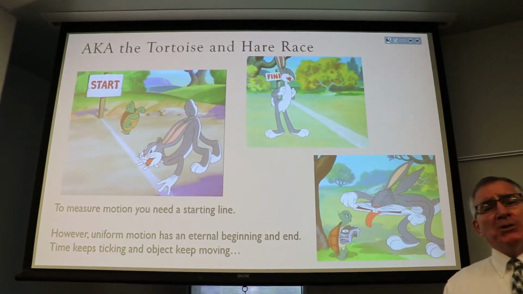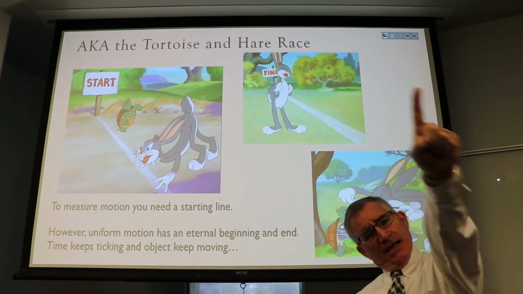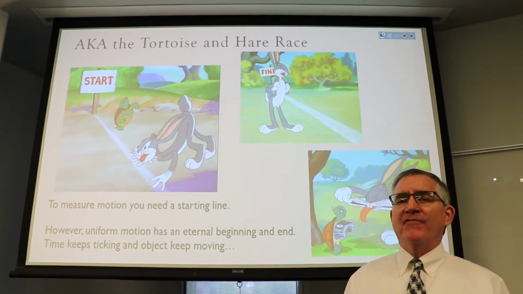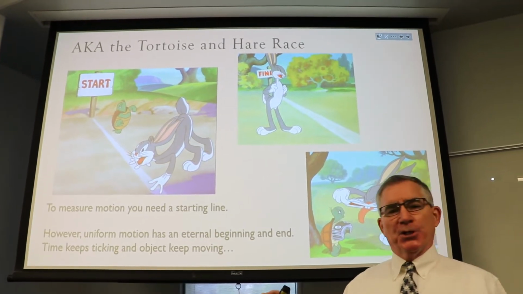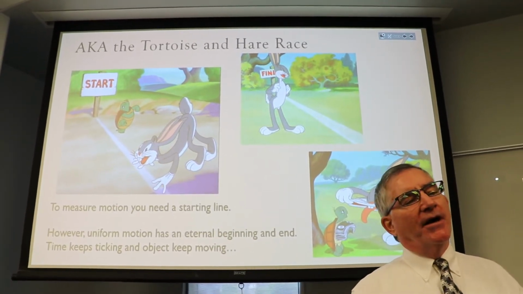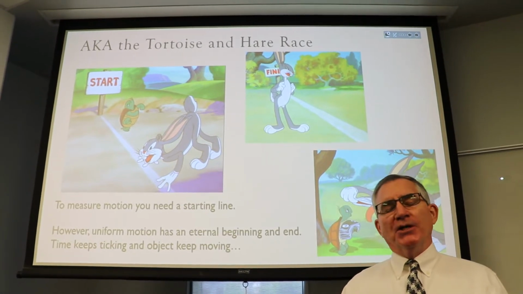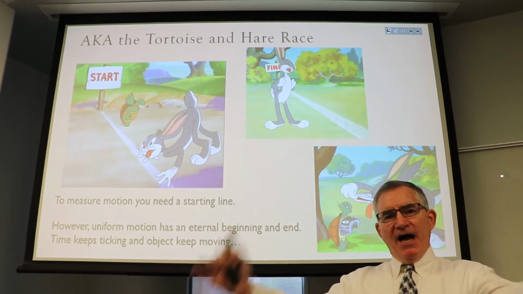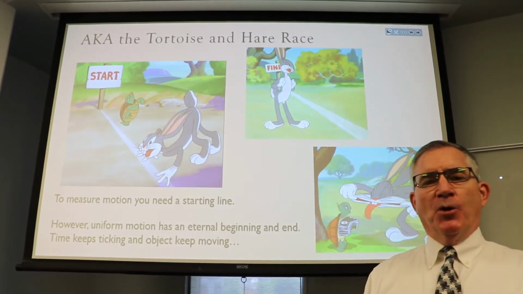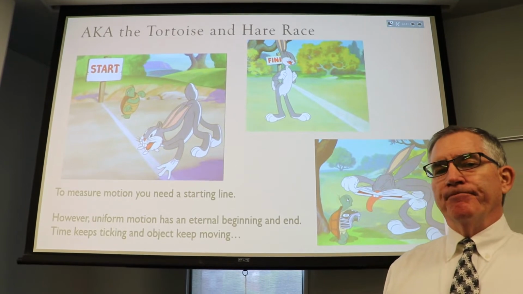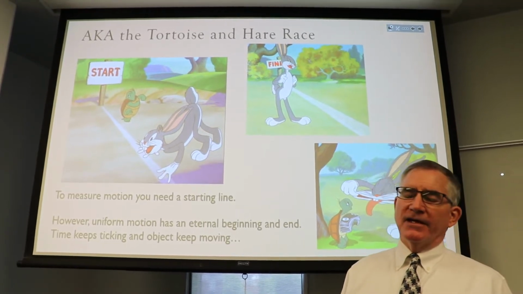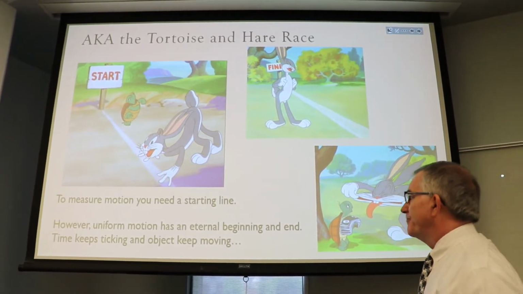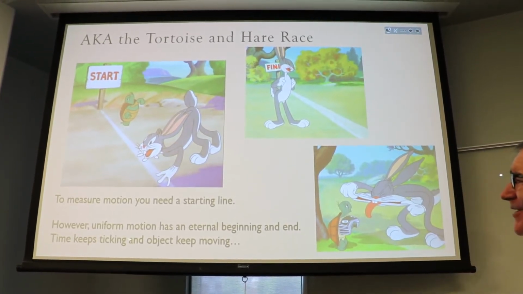So anyway, if you want to measure motion, the very first thing you need is the starting line. Now, uniform motion has been going on forever. So when you think of uniform motion, it's not like you start it and then you stop it. No, it's always been going. What we do is we just take a slice of time and look at that kind of motion in that period of time, because things like that really don't exist. And that's what it says down here.